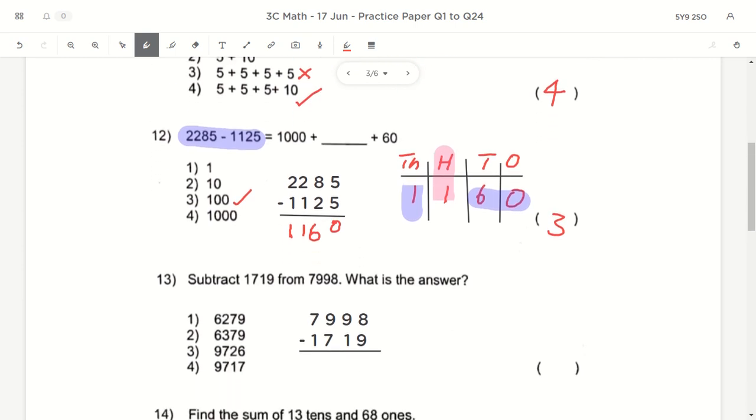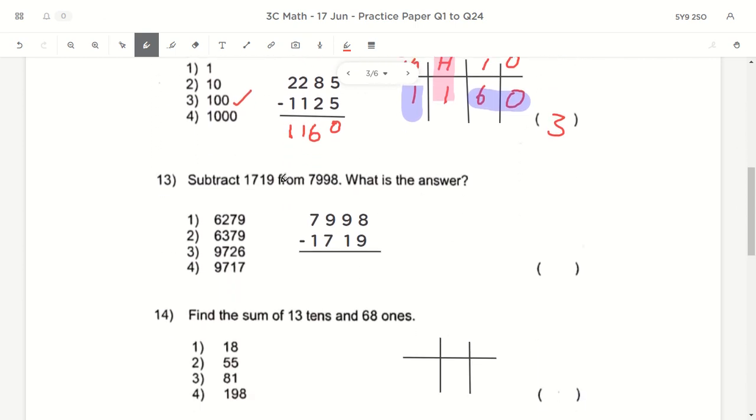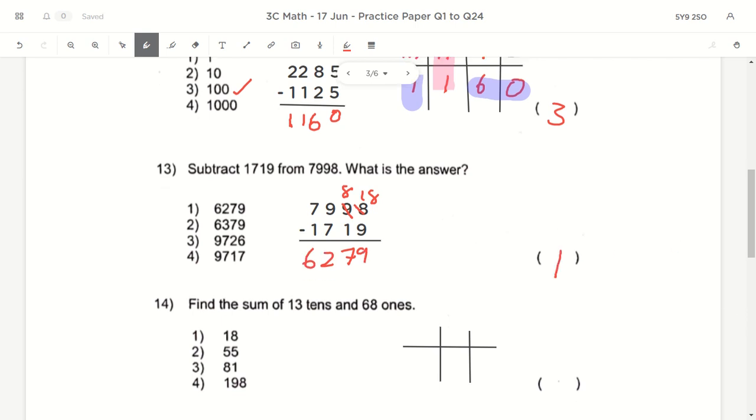Okay, so just work it out. Question 13, I'm sure all of you can get it, but some of you still get it wrong because you don't show me your working. So subtract 1,719 from 7,998. So do your regrouping. This 8 becomes 18. 18 minus 9 give you 9. 9 minus 1 is 8, wait, 8 minus 1 is 7. 9 minus 7 is 2. 7 minus 1 is 6. So 6,279, answer is 1. So this is very straightforward.